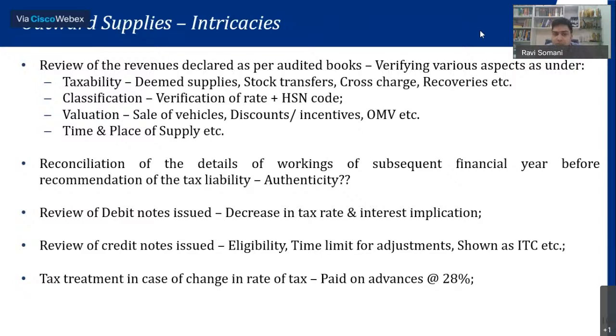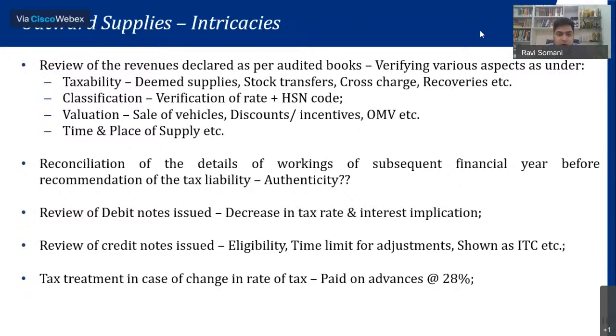So it is very important that we not just check the rate for the code, but we also check the correctness of the HSN code at the time of doing the GST audit. Very, very important. Let me tell you, in at least 90% of the GST audits that we have done, we have found that in each and every client, there is some or other issue in the HSN code. I can easily place this in the common issues or common errors being faced by the assessees.